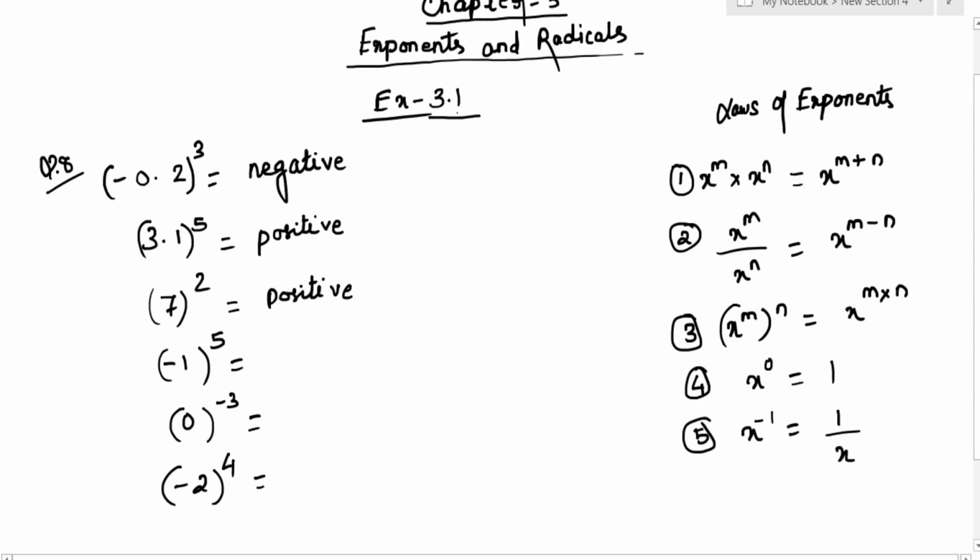अभी नेगेटिव आ गया. Minus 1 is a negative number, 2 with the odd power. Odd power mein I already told you the answer will come in negative. Now 0, 0 is neither negative nor positive. So you write down 0 as 0 only. Minus 2, here also again a negative number, but a negative number with the even power. So the answer will come in positive.